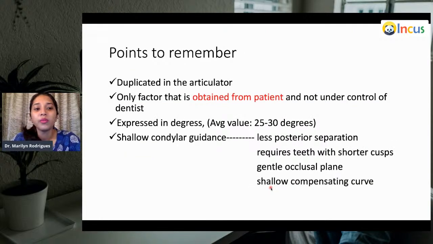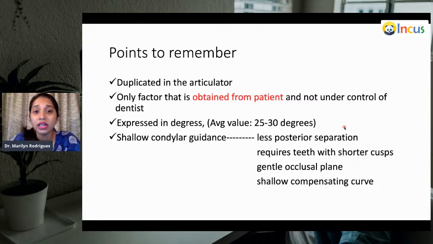Now the main points to remember in condylar guidance from your MCQ or NEET point of view is that it is duplicated in the articulator. It is the only factor that is obtained from the patient and is not under the control of the dentist. This is a very important point to be noted. However much you want, the dentist cannot alter these values. Whatever you get is from the patient. You cannot put whatever you feel like. It is expressed in degrees because it's an angle, and the average value is around 25 to 30 degrees.